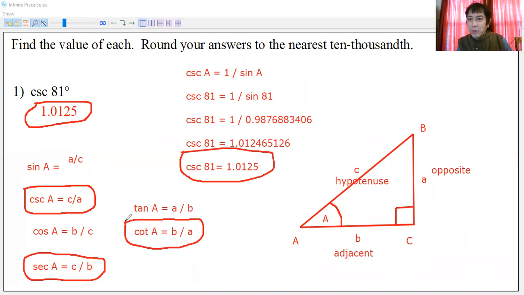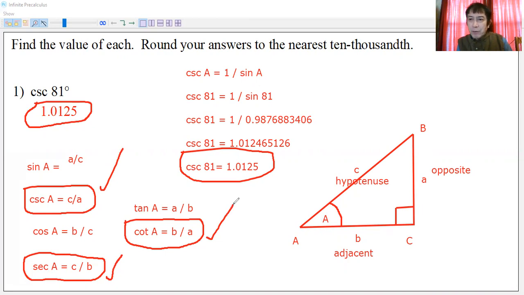So we only need the reciprocal of sine to get the cosecant, it's over here. And we only need the reciprocal of cosine to get the secant over there. And for the cotangent, we only need the reciprocal of tangent, which is over here, B over A. There. That's how to make use of the reciprocal trigonometric functions.